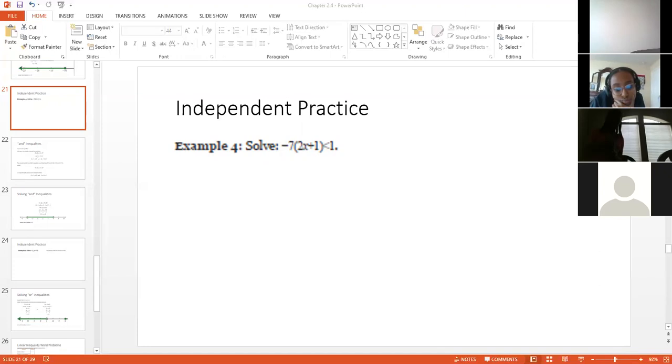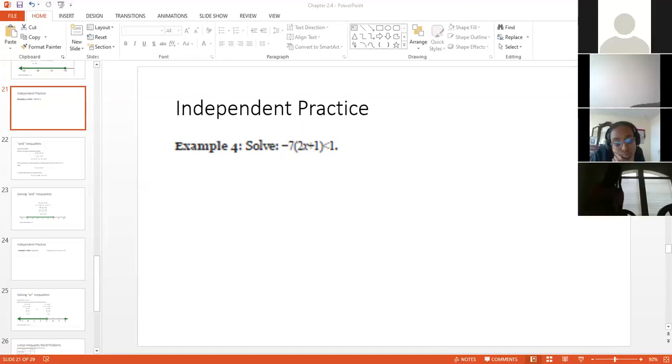So basically, I multiplied -7 with 2x, you get -14x, and then -7 with 1, you get -7. Okay, you distributed. Yeah, distribute it, and then add 7 to the other side, 8. Then you divide by -14 on both sides, and the inequality switches to x is greater than 8/14, and you simplify, x is greater than 4/7.